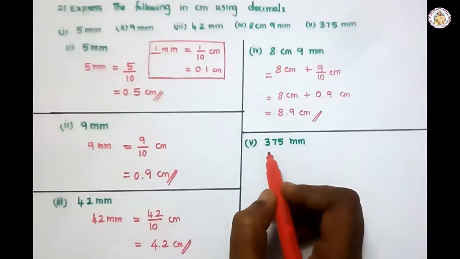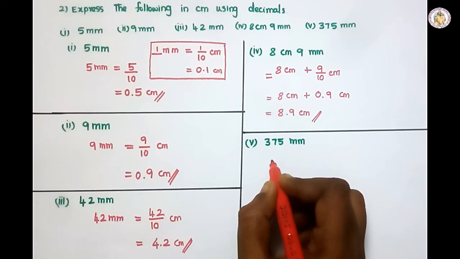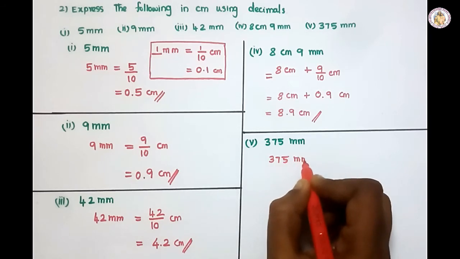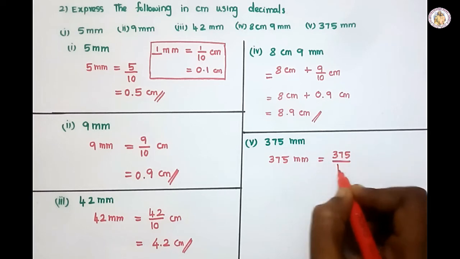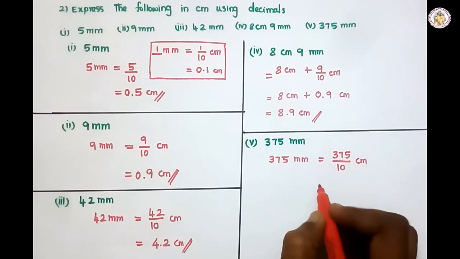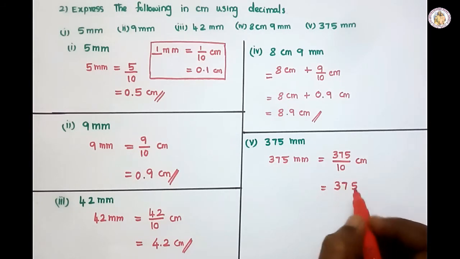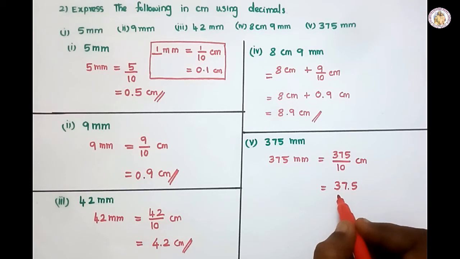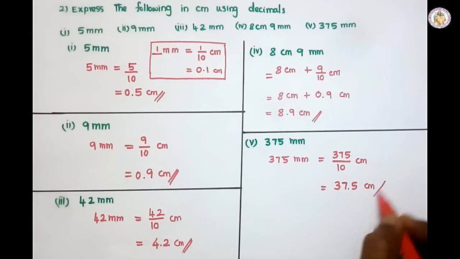Next one, 375 millimeter. Listen here. As a procedure, 375 millimeter equals 375 by 10 centimeter. Now write down 375. Here denominator 10 is there, so before the last digit we have to keep the point. Therefore we get 37.5 centimeter. That is the answer.